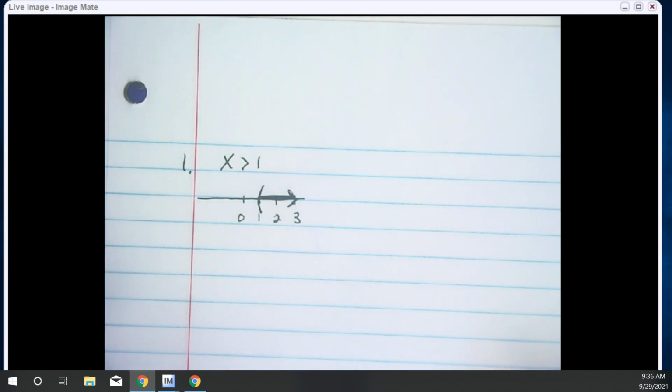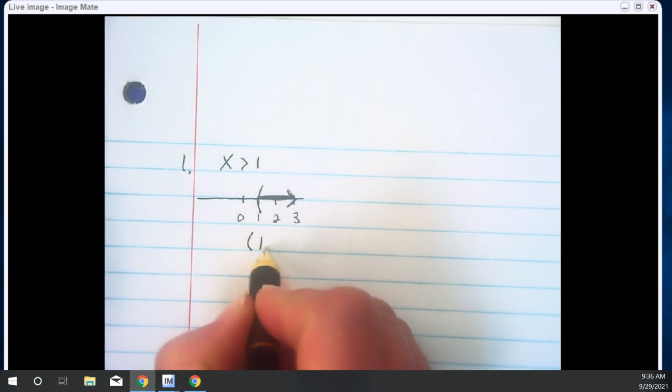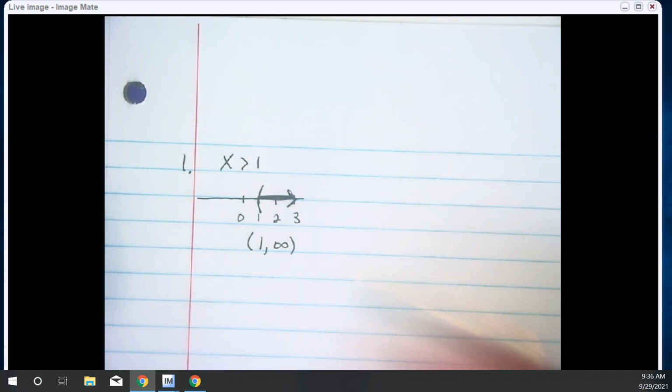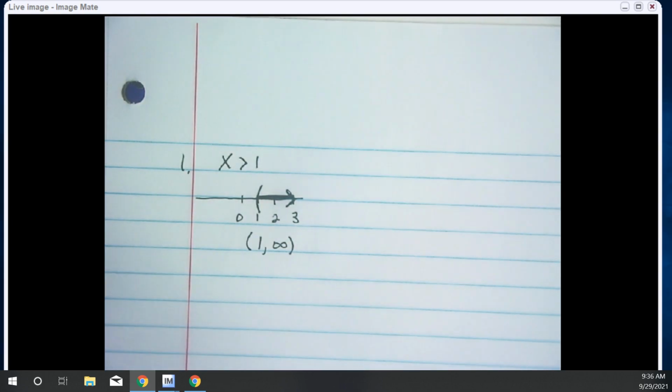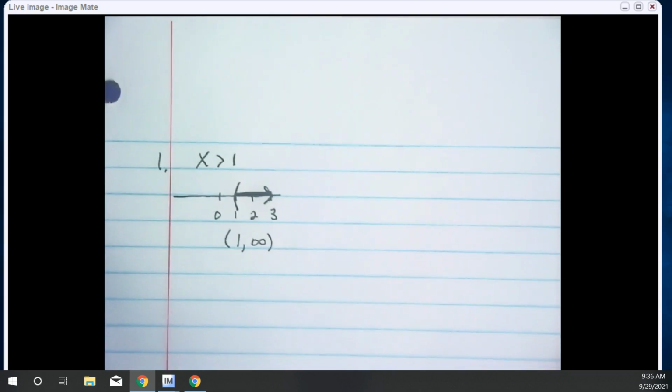To write it in interval notation, you write in order from left to right: parenthesis 1, comma, infinity, parenthesis. You will always have a parenthesis with the infinity symbol and the negative infinity symbol.